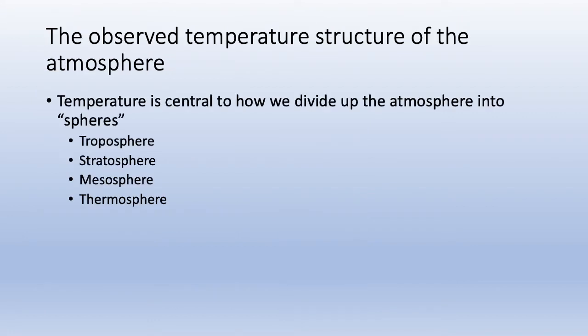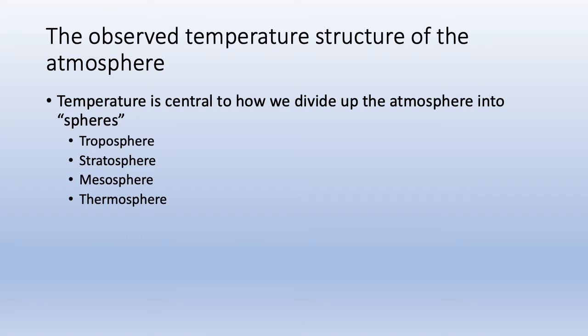So temperature is super important. It's central to how we divide the atmosphere into spheres. You might have heard the term troposphere and stratosphere. Maybe a little less likely, you might have heard of the mesosphere and the thermosphere. These are all definitions of layers in the atmosphere, starting at the surface and working our way up, that are defined by the temperature profile and what it's doing as you move vertically through the atmosphere.